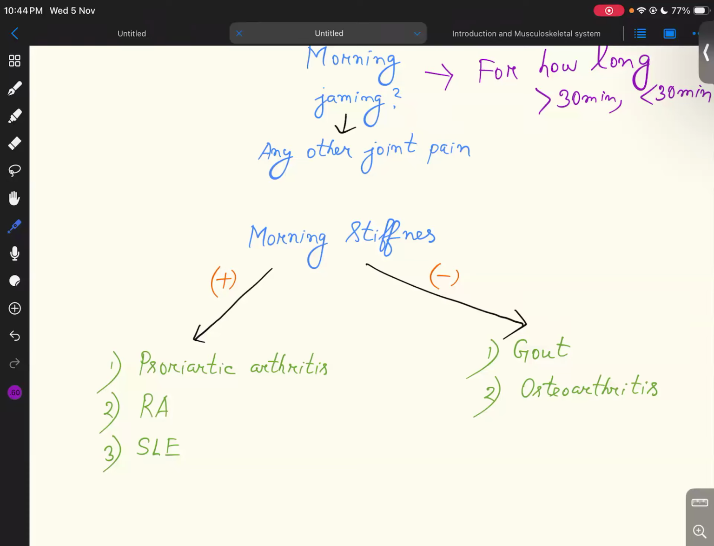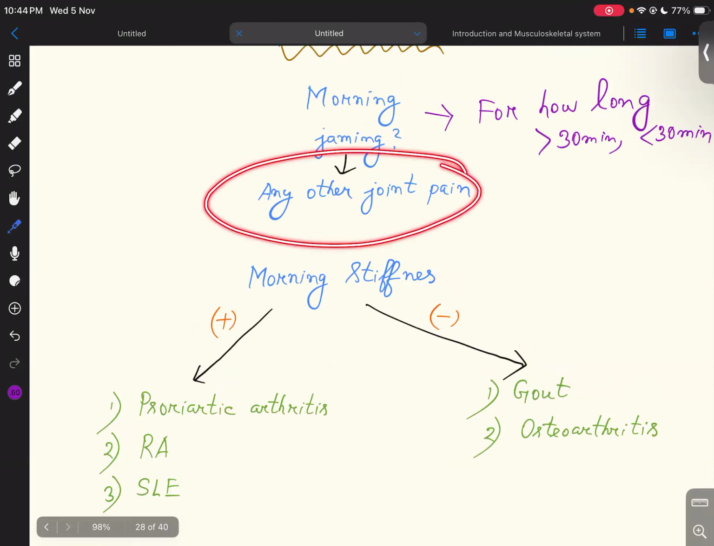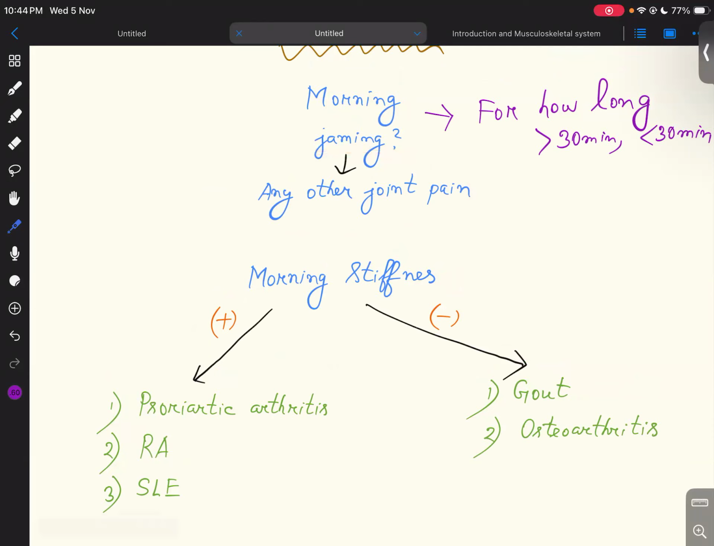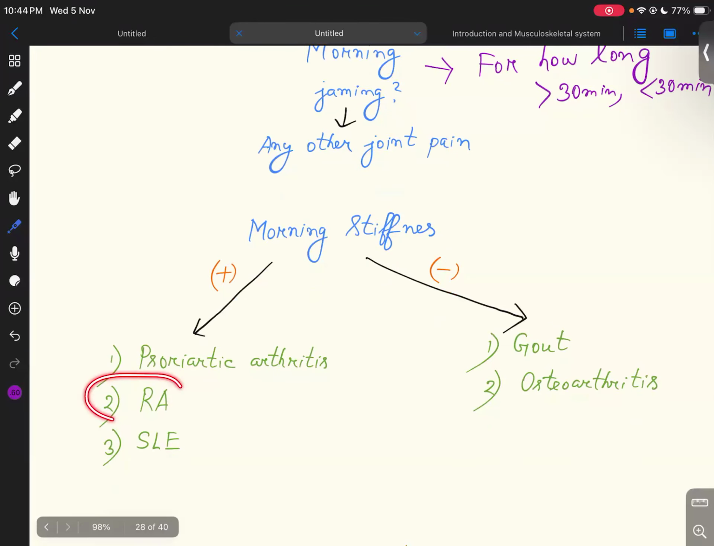So I'm telling again the differential diagnosis. To rule out psoriatic arthritis, we have to ask, do you have any rash? To rule out rheumatoid arthritis, we have to ask any other joint pain. If the patient has symmetrical joint pain and morning stiffness, then this can be rheumatoid arthritis.